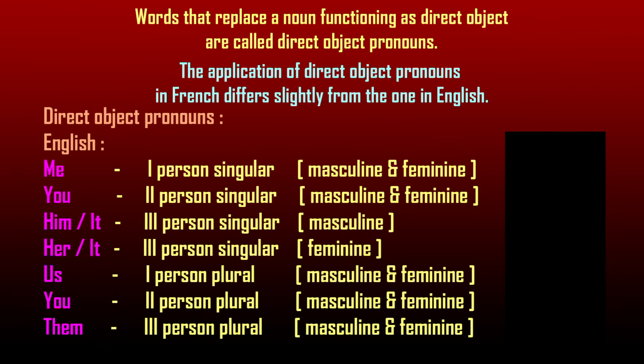How do you find out the direct object of the sentence? Ask the question whom or what after the verb. He plays football. He plays what? Football is the answer. So football is the direct object. Now the direct object noun football is replaced by the direct object pronoun it. He plays football becomes he plays it. It is the direct object pronoun in English.